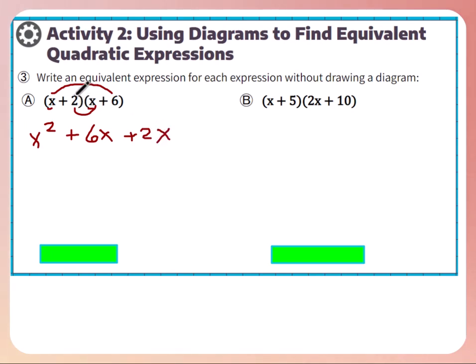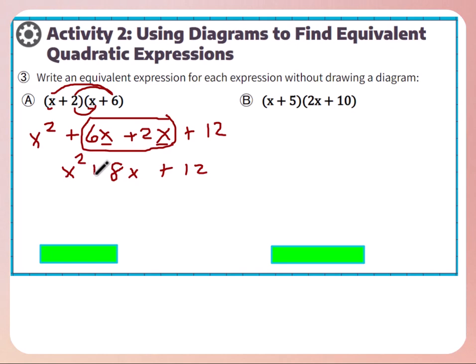And last, 2 times 6 is 12. Now this time, these two numbers are like terms. These two terms in the middle, they are like because they are linear terms. They both have an x to the first power. So 6x plus 2x is 8x. The last term is 12, and the first term is x squared. Remember, a quadratic has to have a squared term in it. Nothing larger, but it has to have that squared term in it.